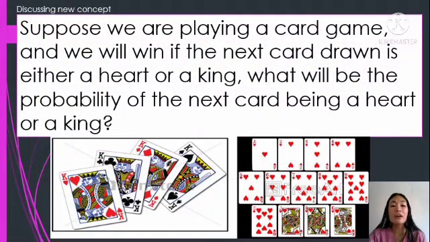So I have here a situation. Suppose we're playing a card game, and we will win if the next card drawn is either a heart or a king. What will be the probability of the next card being a heart or a king? So are you familiar with this card game? Okay, that's good.